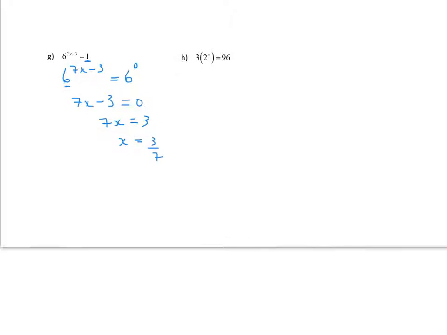Now the last example that I have here, I don't have just a base of 2 to the x, I have this extra times by 3. So I'm going to undo that first by dividing both sides by 3. And that leaves me with my nice little 2 to the x. And then when I divide 96 by 3, I get 32. My bases are not the same, but I can rewrite 32 as 2 to the exponent of 5. And that leaves me with x equaling 5.